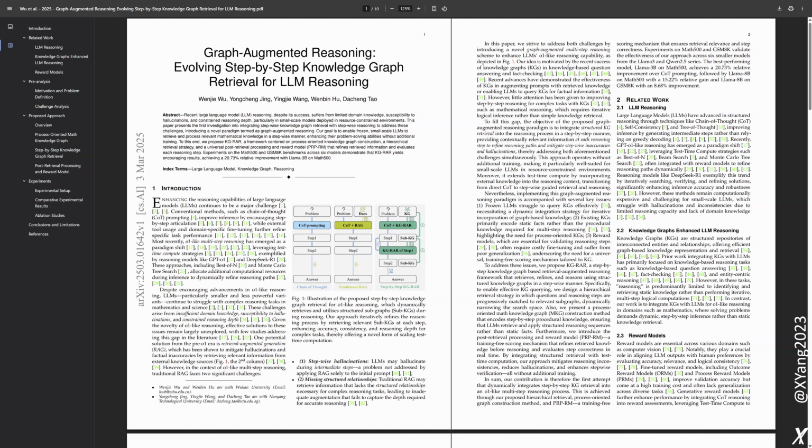Okay, so let's try to break this down. Imagine AI that can actually reason like we do, especially in those complicated fields like math or science, even on a normal computer. Not just some massive supercomputer that's in a lab somewhere. That's what this whole idea of graph-augmented reasoning is all about.